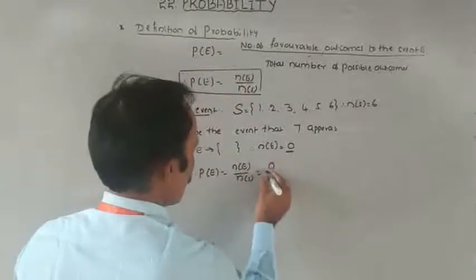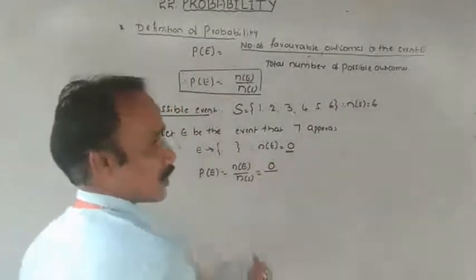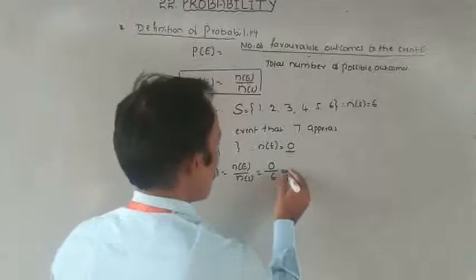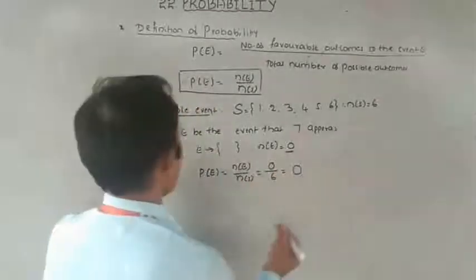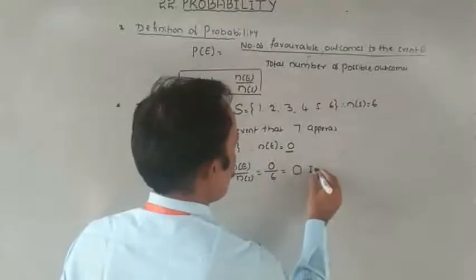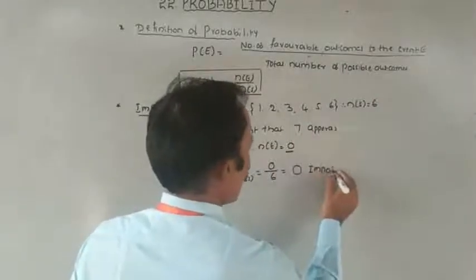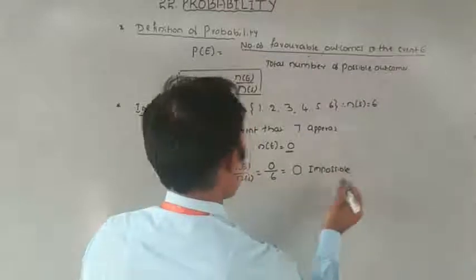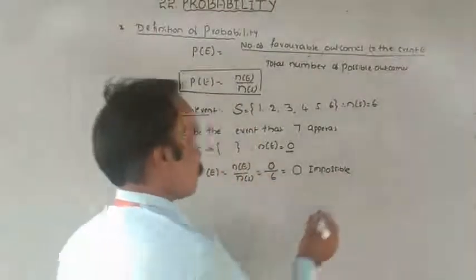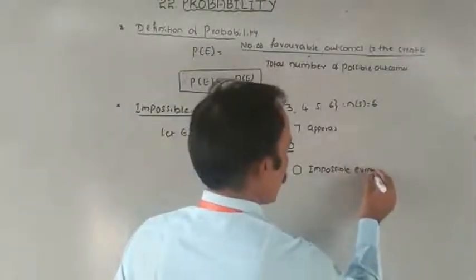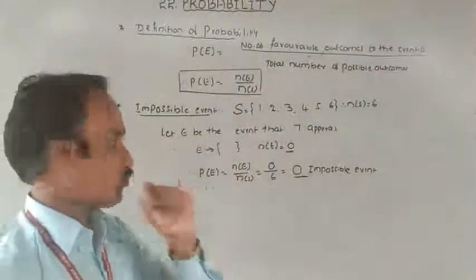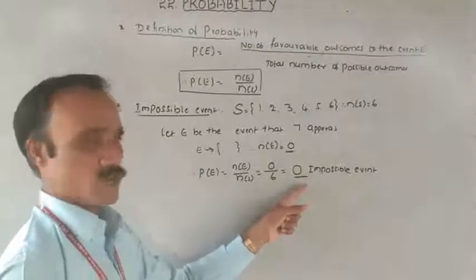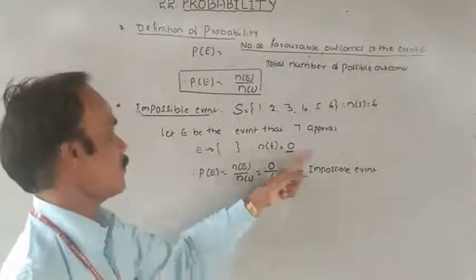So what is the value of n of E? 0. N of S, 6. So this value is 0. Yes, this is called an impossible event. Why is it called an impossible event? Because the probability of the impossible event is always 0. Sure event is always 1. Impossible event, 0. Why is it called impossible?